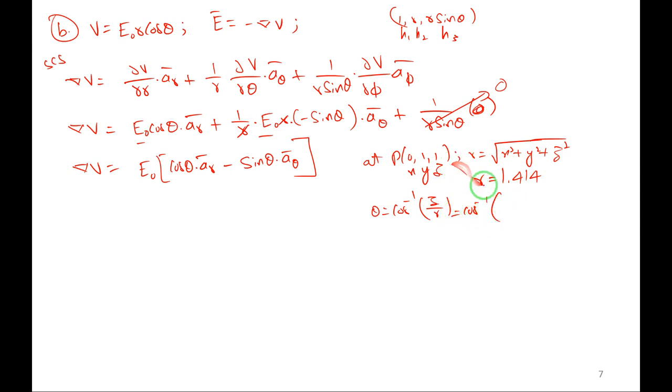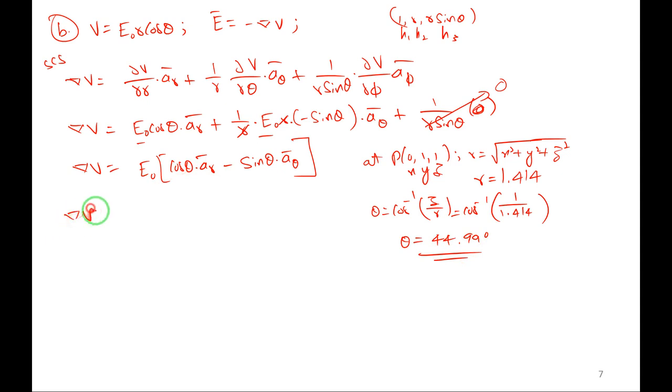So cos inverse of z by r. Z is 1 and r is 1.414. So calculate this. Shift cos inverse of 1 divided by 1.414. So I am getting theta is equal to 44.99 degrees. I can take it as 45 also, right? So substitute the value of theta here.